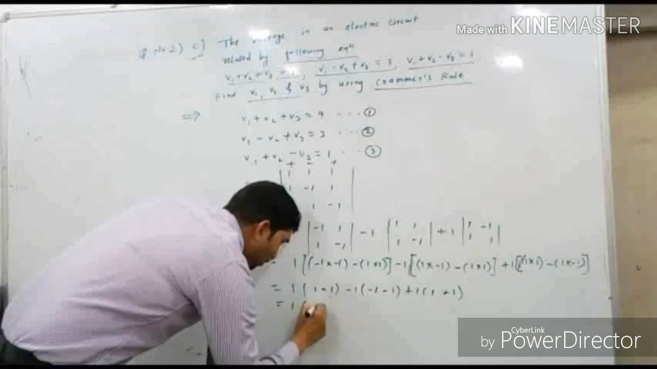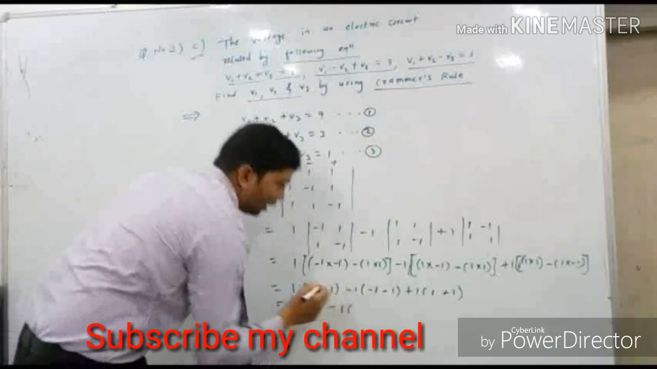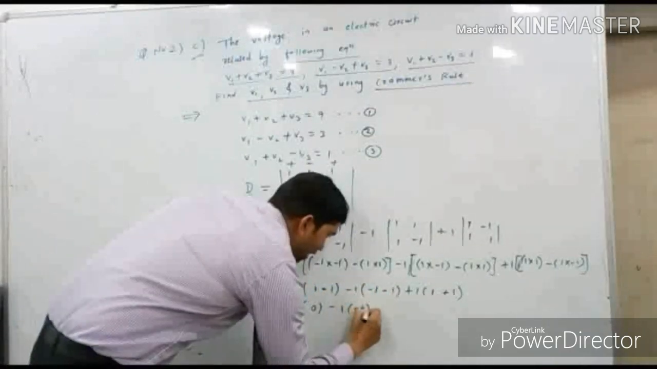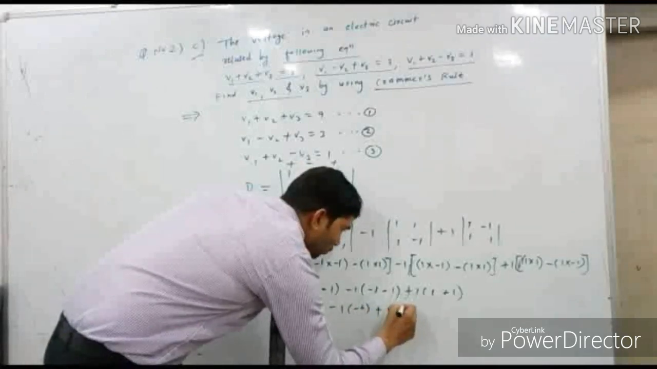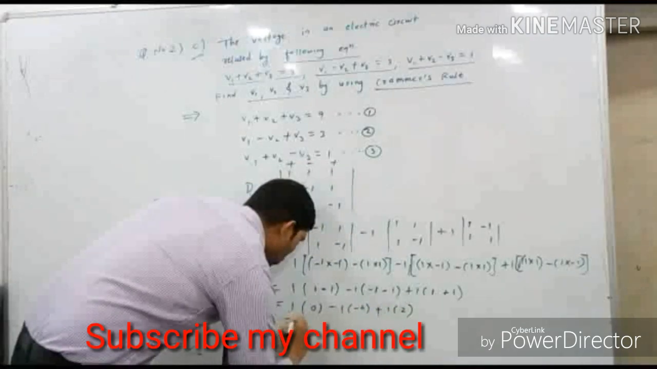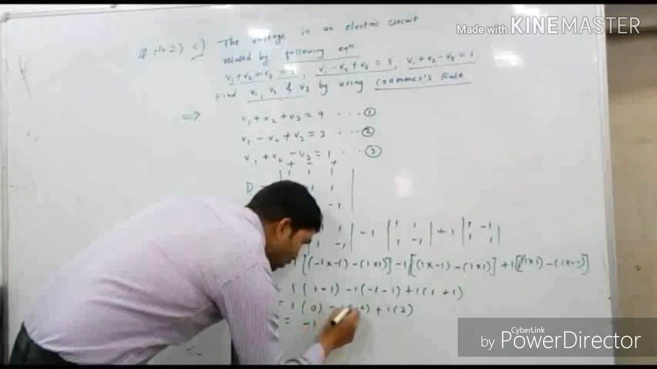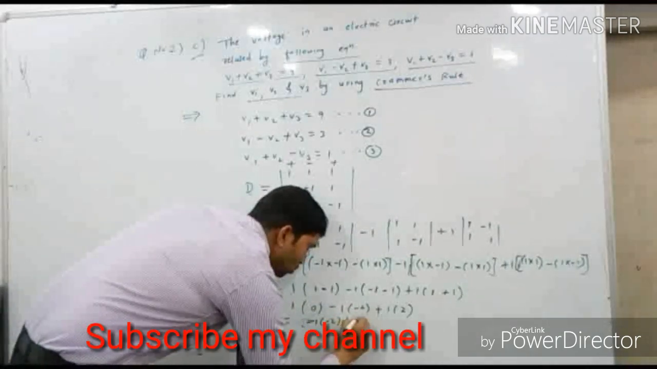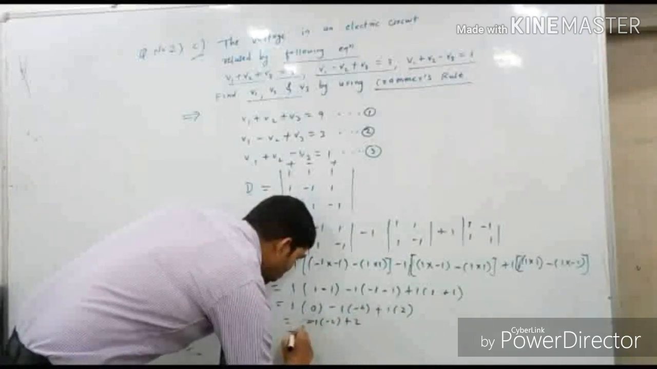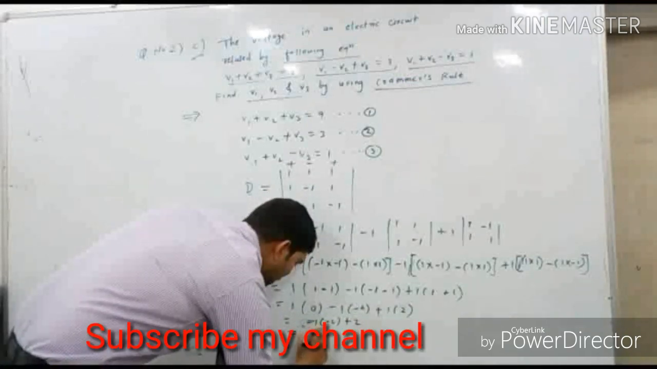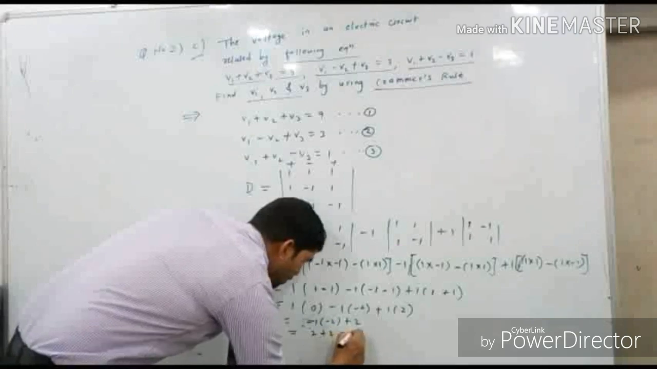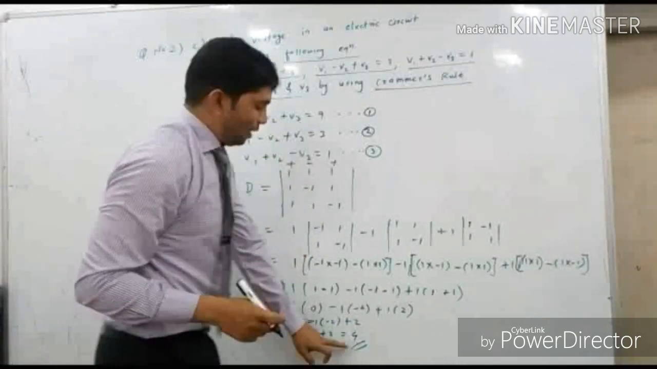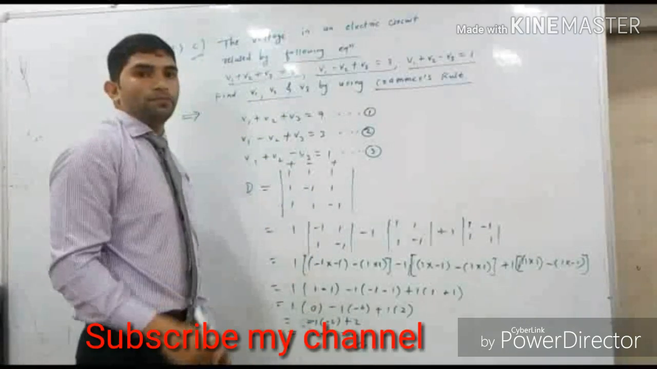So 1 as it is, 1 minus 1, 0, minus 1 as it is, minus 1, that is minus 2, plus 1 as it is, 1 plus 1, 2. So we get minus 1 into minus 2 and plus 2. So minus 1 into minus 2, that is plus 2, that is 4. So the final answer D is 4.